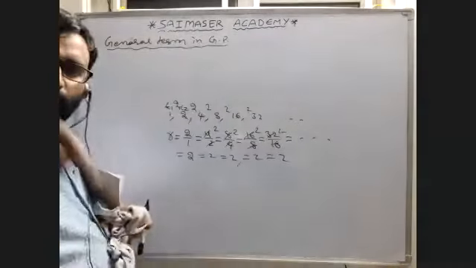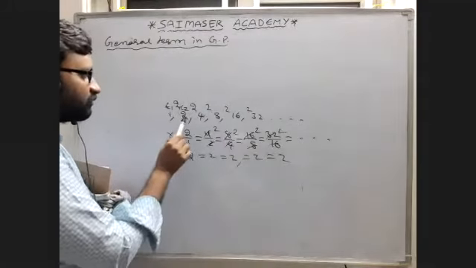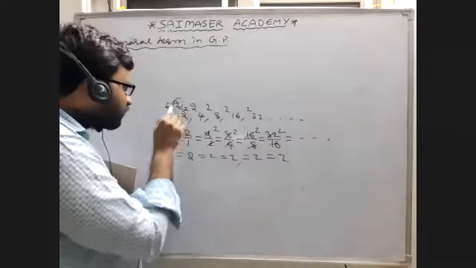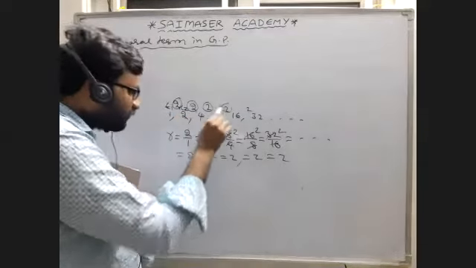That's why I am giving a clue. 1 2 ja 2, 2 2 ja 4, 4 2 ja 8, 8 2 ja 16, 16 2 ja 32. This is clearly the common ratio. See, this is the common ratio.